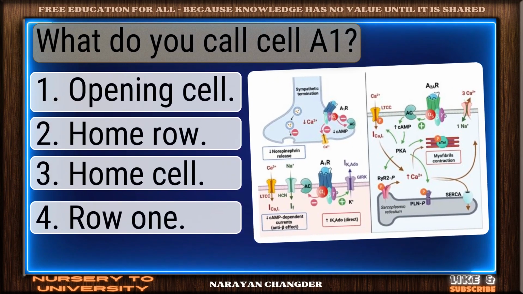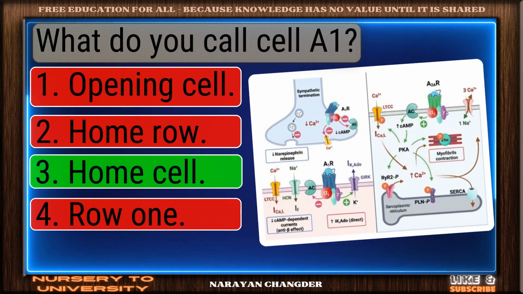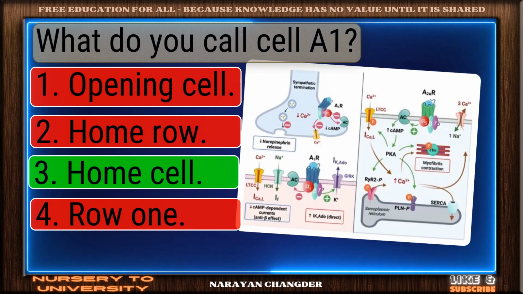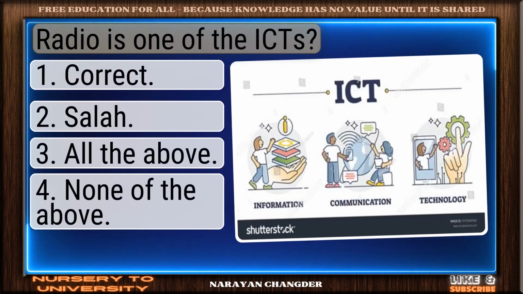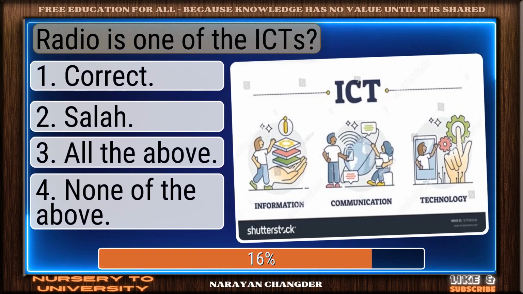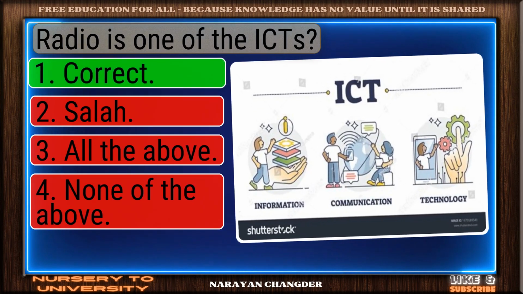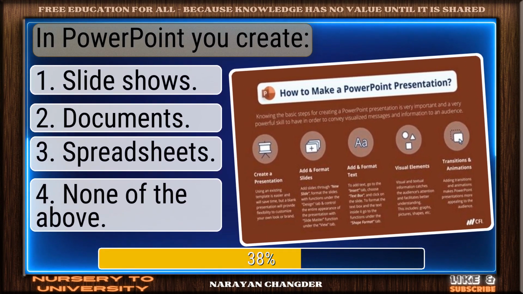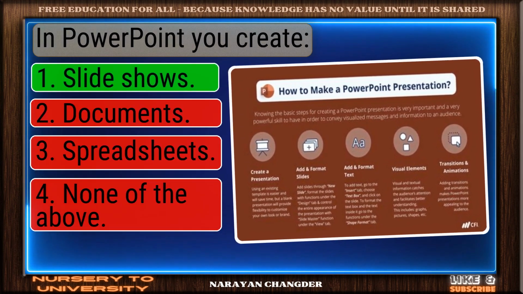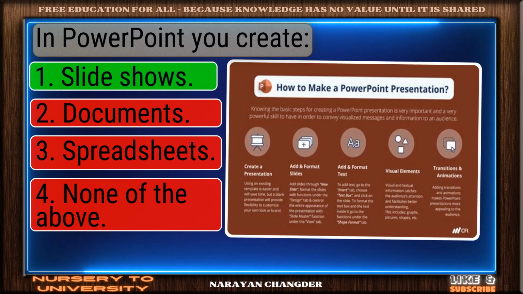What do you call cell A1? Clear logic. Your choice home cell is sound and 100% true. Radio is one of the acts. You chose correct, and it is correct. In PowerPoint, you create? Strong choice. Slideshows is the right answer.